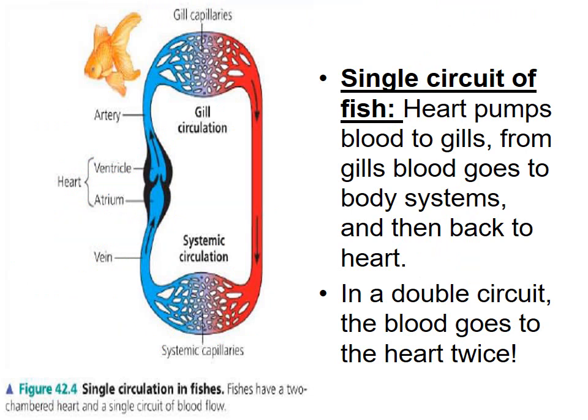Some organisms actually only have a single circuit, so it's really easy to understand a double-circuit system versus a single-circuit system if you see an example of a single circuit. So here we have a fish with a single-circuit system. We have the atrium over here, and that's going to receive deoxygenated blood. That blood is going to go into the ventricle.